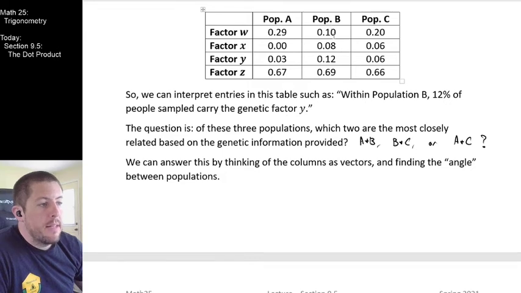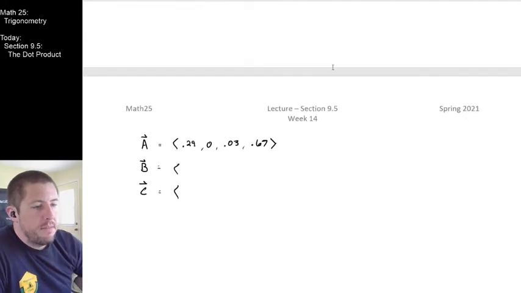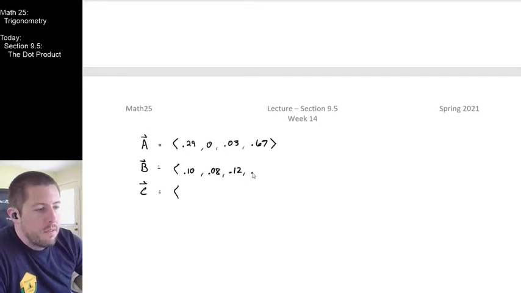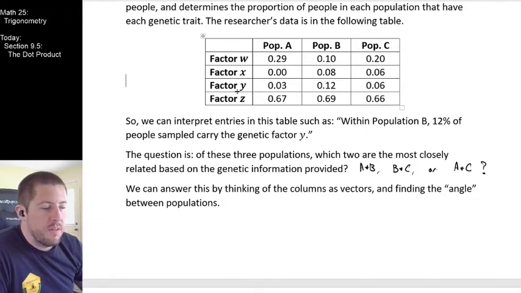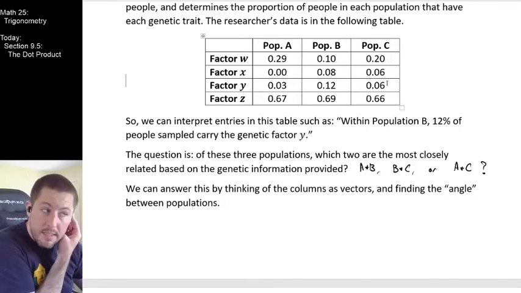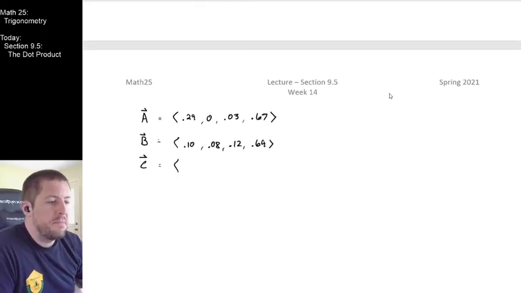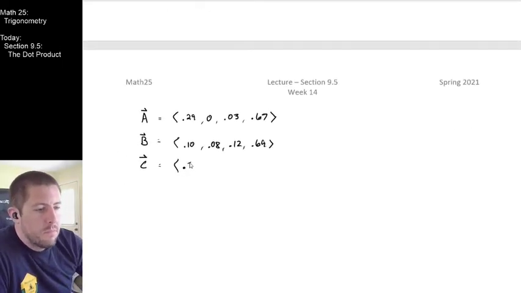Population B had 10, 8, 12, 69. All right, nice. And population C had our proportions of observed genetics of 20, 6, 6, and 66.